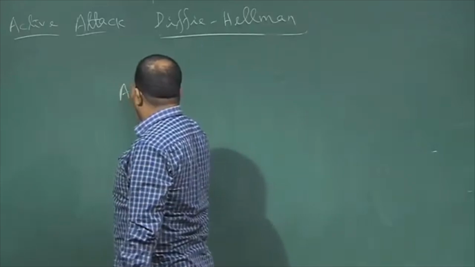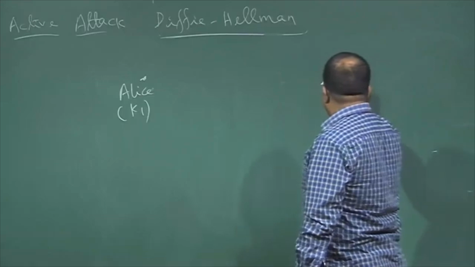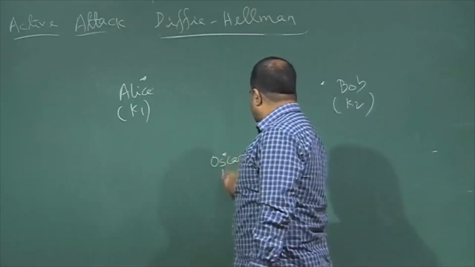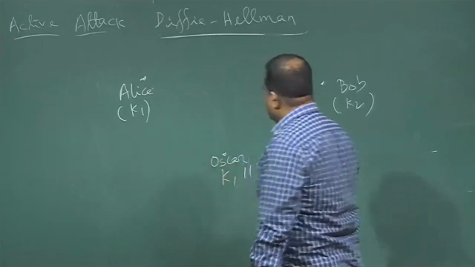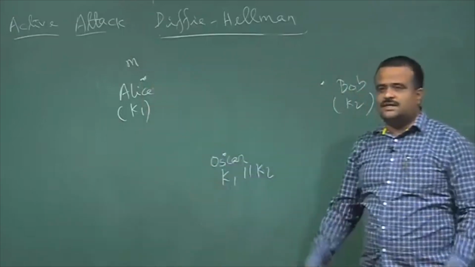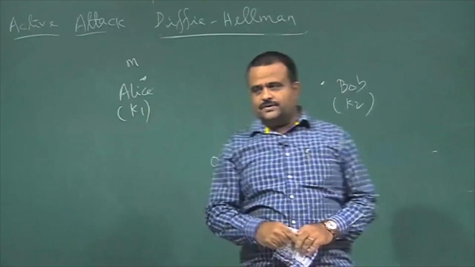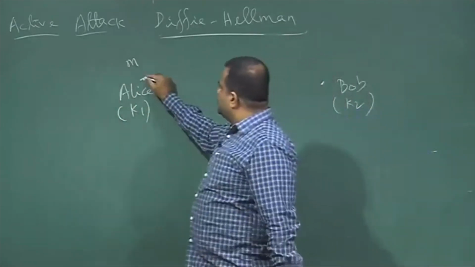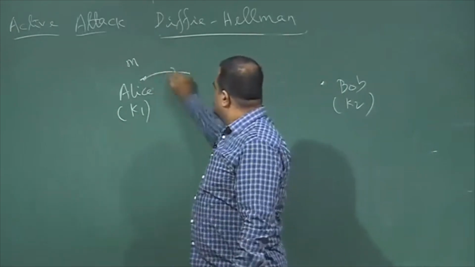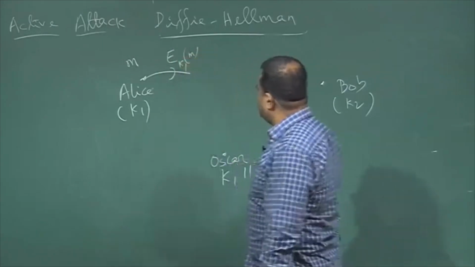So, now Alice has k1, the symmetric key, Bob has k2, and Oscar has both k1 and k2. Now Alice will choose a message, and suppose k1 is a 56-bit key and they decided to use DES for encryption. Alice will encrypt this message using a block cipher or stream cipher, any symmetric key encryption, with k1 and send it to Bob over the public channel.